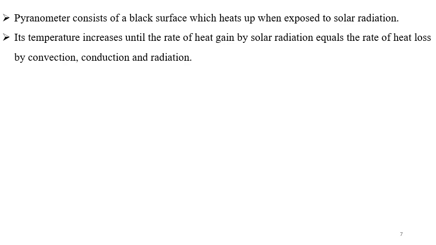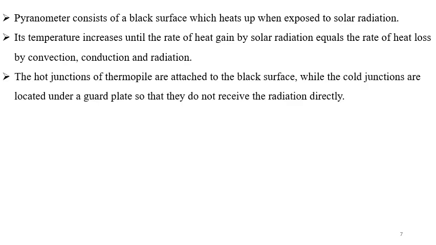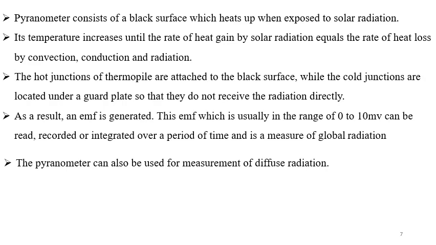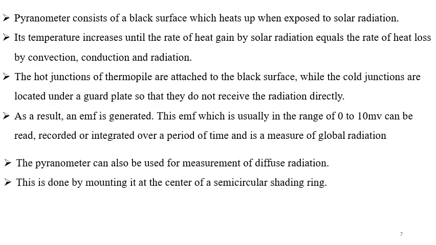With this, the hot junctions of the thermopile are attached to the black surface. The cold junction is located under a guard plate, that you can see in that sketch, so that they do not receive the radiation directly. As a result, an EMF is generated, which is usually in the range of 0 to 10 millivolts and can be read or recorded. The pyranometer can also be used for measurement of diffuse radiation.